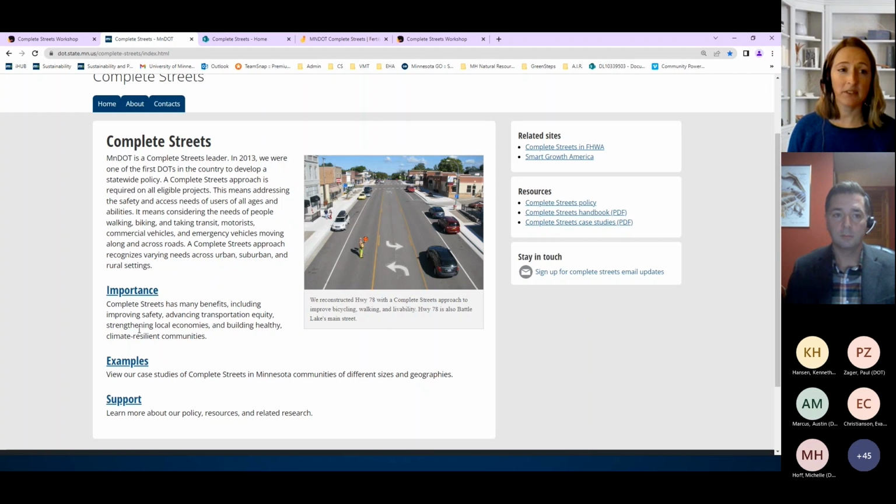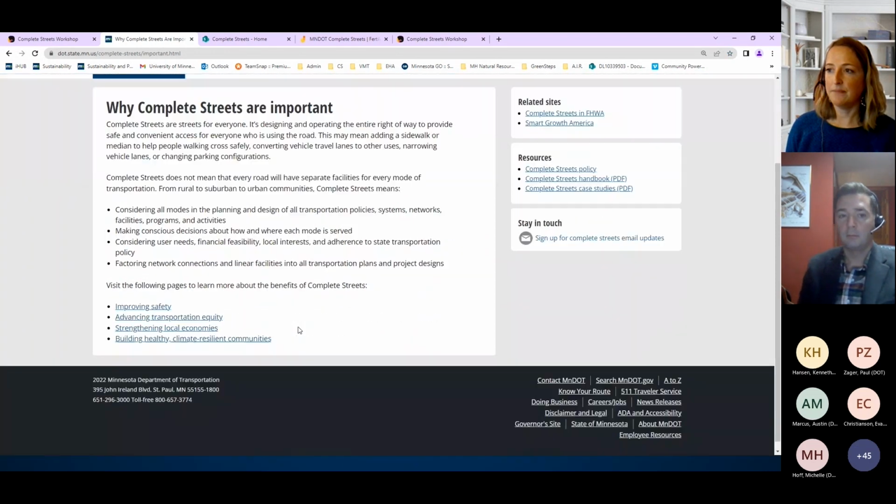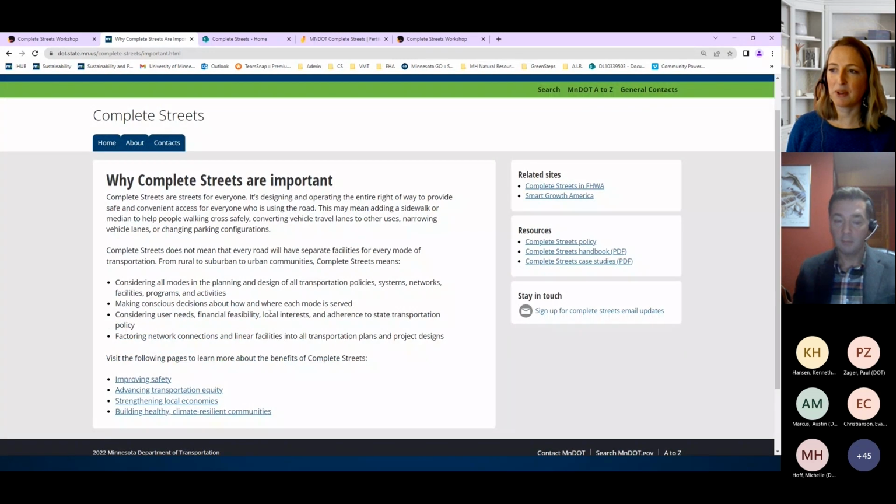So the content on the home page really is organized around three areas. One, explaining the importance of complete streets. So hoping that this serves as a way for staff to easily pull talking points or lead stakeholders or the public to understanding about complete streets. There's examples, one per every district. We're hoping to build from that, and then support, which is more the technical things that MnDOT has to offer around supporting complete streets. So I'll click into each of these real briefly. But the why complete streets are important.